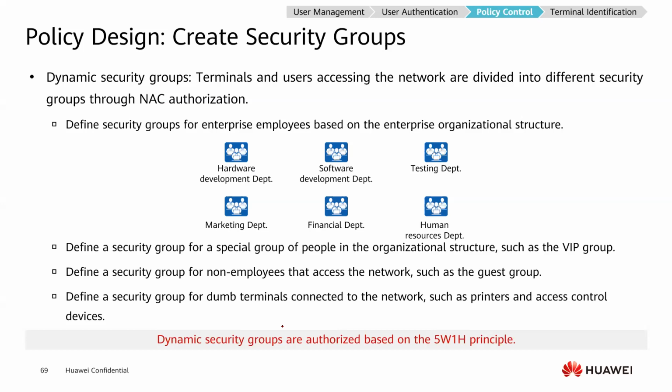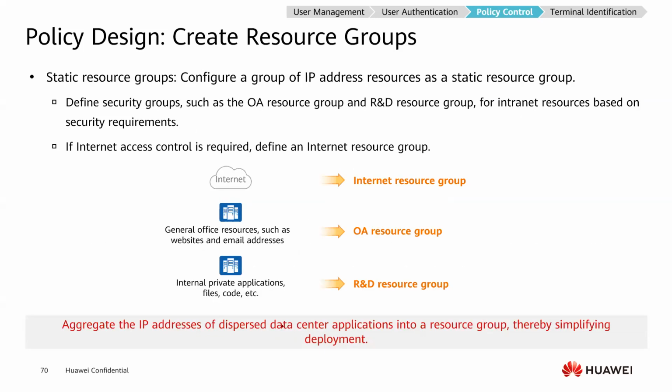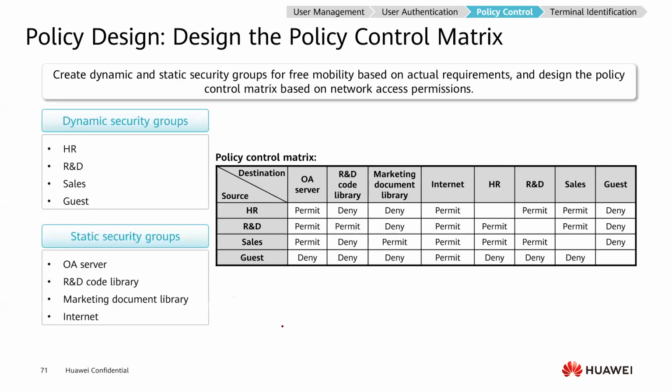First, you need to create the security groups for the users. As usual, we will create the dynamic security groups based on the department or based on the services. And then for the resources, as usual, we configure them as resource groups. Also, you can configure them as static security groups, but as usual, we will create the resource groups. And then design the policy control matrix based on the security groups and deliver the policy to the policy enforcement point devices.